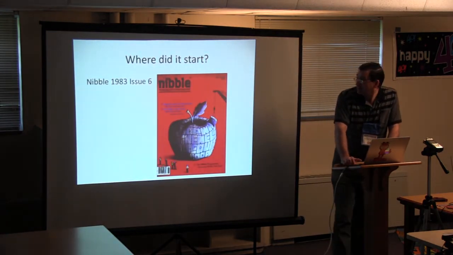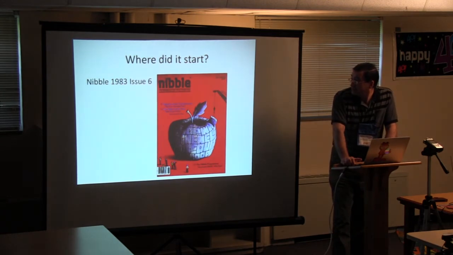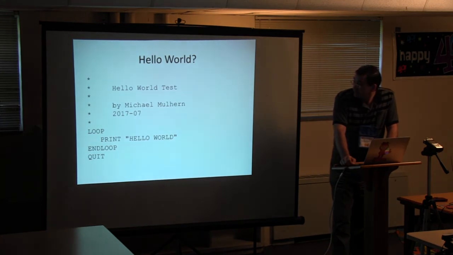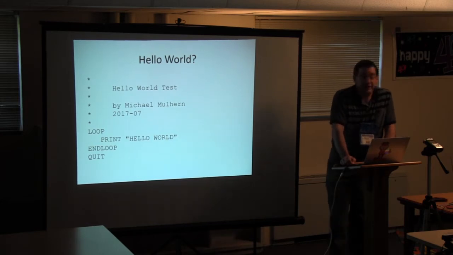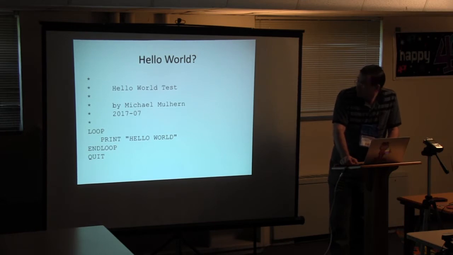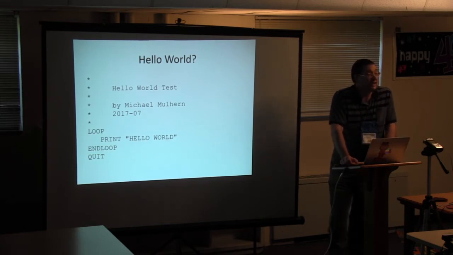Okay, so where did it start? Nibble 1983, issue 6, Nibble BASIC. So this is the hello world. Basically here we have just loop, print, hello world, end loop, quit. Very basic, just keep pouring it out to the screen. Conspicuous by the absence of line numbers. Just done in a full screen text editor.